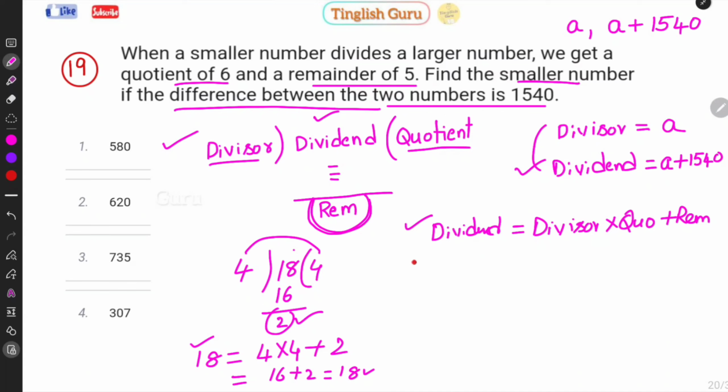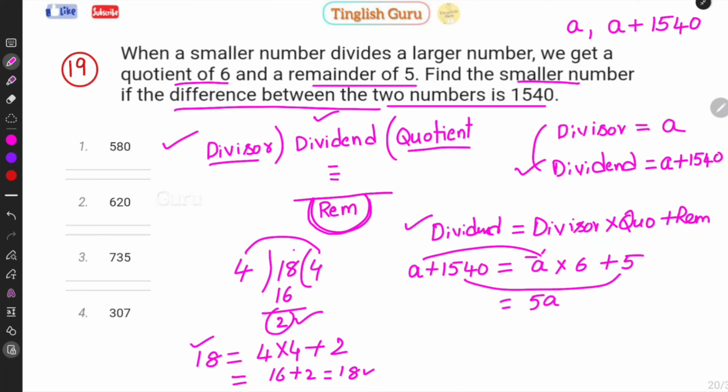So here, what is the value of the dividend? a plus 1540. What is the value of the divisor into coefficient plus remainder? a into the coefficient, which is given in this question as 6, plus the remainder 5. So it is 6a plus 5. If this a comes to this side, we will get 5a, and if this 5 goes to this side, we will get 1535. On cancellation with 5, 5 3s are 15 and 5 7s are 35. So our value of a will be 307.